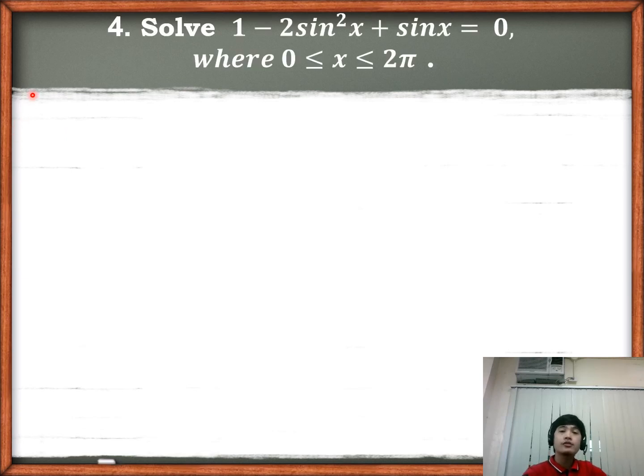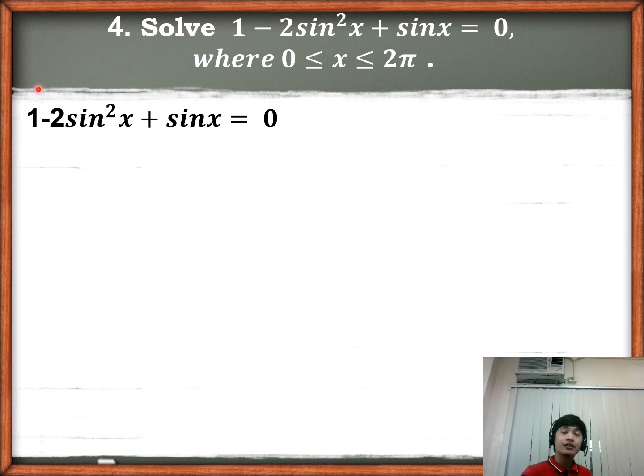Okay, so let's proceed to our last example, which is example number 4. Solve 1 minus 2 sine squared x plus sine x equals 0, where x should be greater than or equal to 0, but less than or equal to 2 pi. Meaning, the angles that we are looking for that will satisfy this equation should be in the interval 0 to 360 degrees.